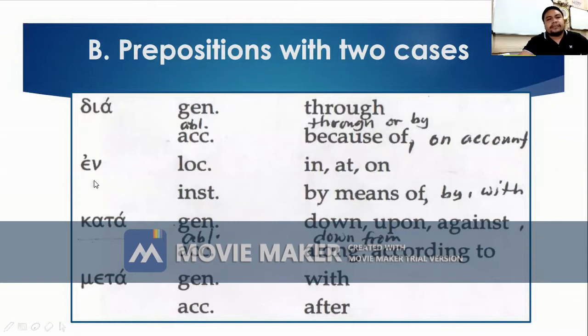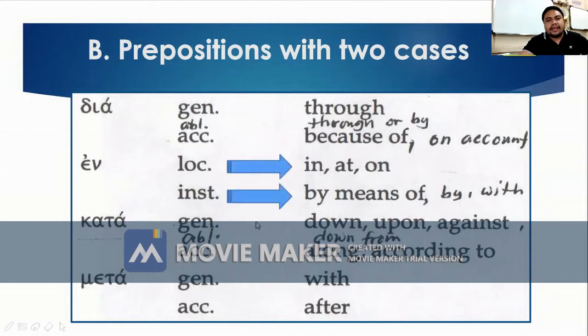Next is the preposition en. It could be in the locative: in, on, and at. So en is similar to in. And instrumental: by means of, by, and with. Then next is kata. It could be in three cases: genitive, ablative, or accusative. In genitive, down, upon, or against. For ablative, down from, and accusative, along or according to.